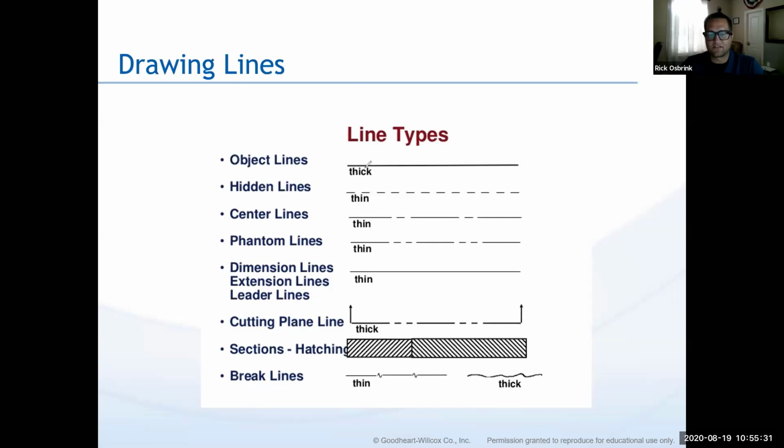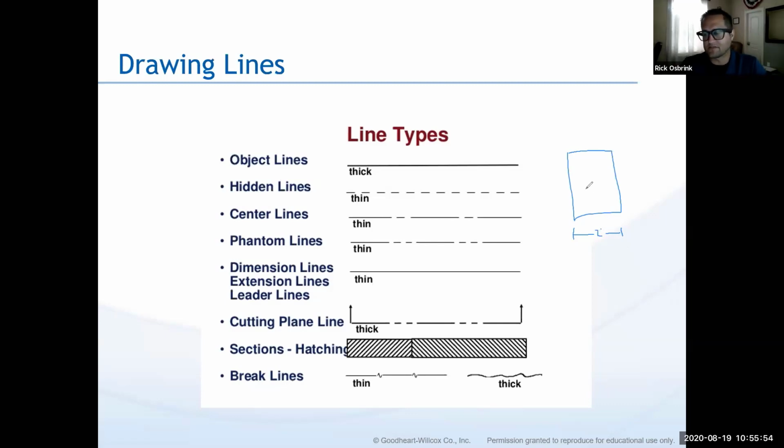Dimension lines are just thin object lines, basically. You'll see these, usually they have what's called a leader line. So if I have a box like this, the dimension line is going to have a leader line, which comes off of whatever feature I'm trying to measure. It's a thin line like this. And the majority of the time, there's a space in the middle with a dimension or something like that. So that is a dimension line.